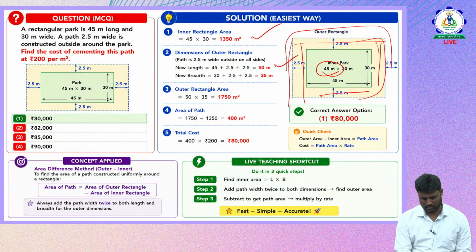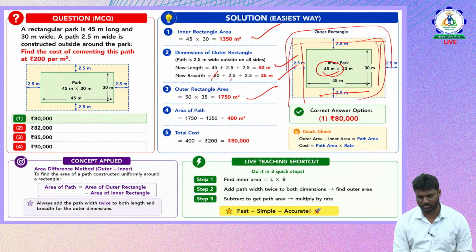Now the breadth: the inner breadth is 30 and the path extended is 2.5 on each side, so the breadth will become 35 meters. Now if you identify the outer rectangular area, that is length into breadth, 50 into 35, which is 1750 meters square. Now we need to see what the area of the path is.